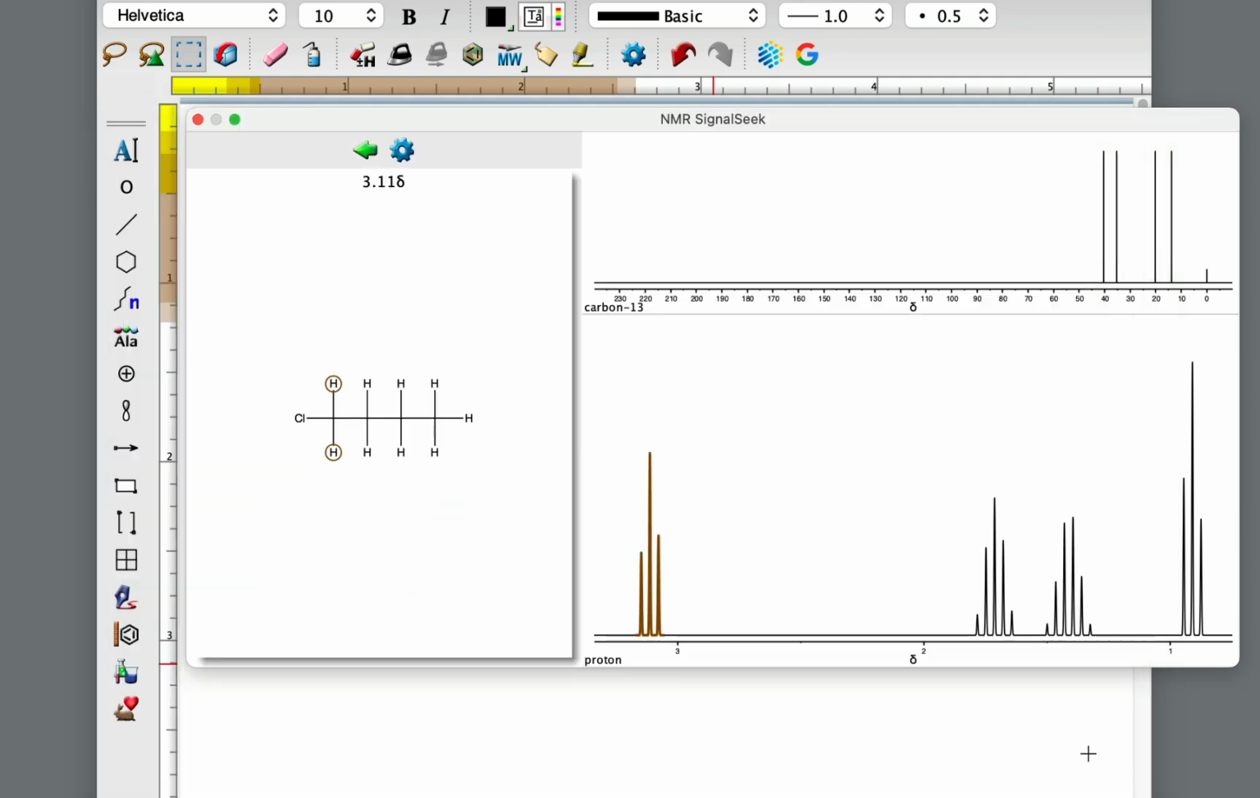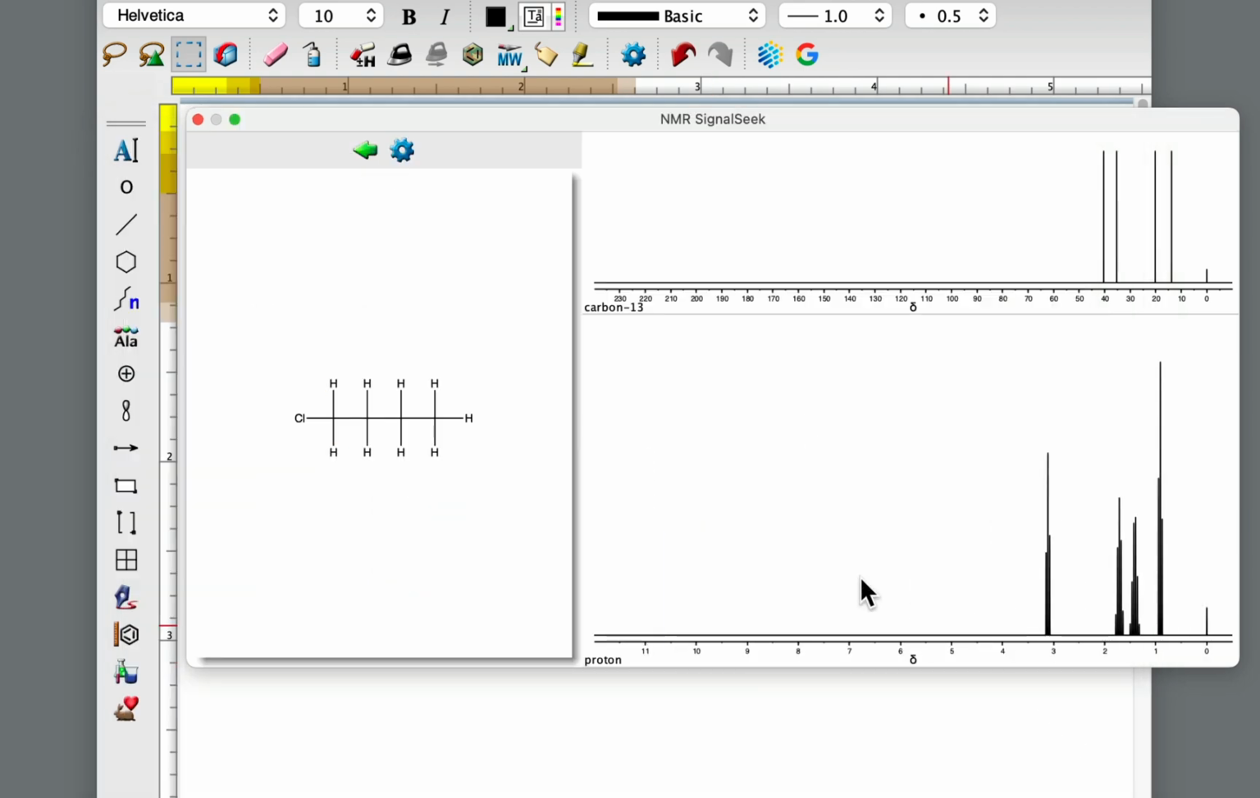As you continue to study and practice proton NMR, you will become quicker at and more comfortable with analyzing spectra.